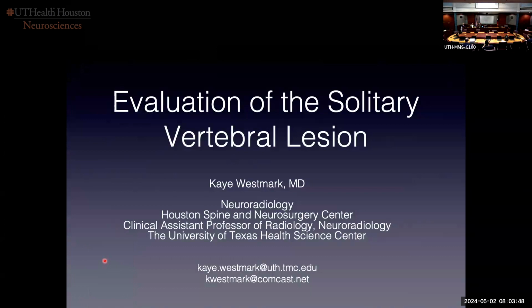We had the multiple myeloma group from MD Anderson. We had the MSK group from MD Anderson. We had UTHealth. I mean, just a ton of people collaborated on this. And what we came up with was a pretty good algorithm for working up solitary vertebral lesions.